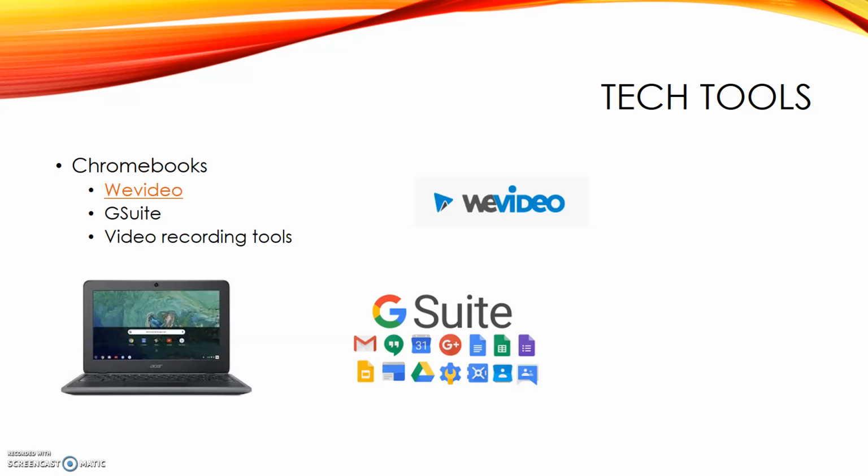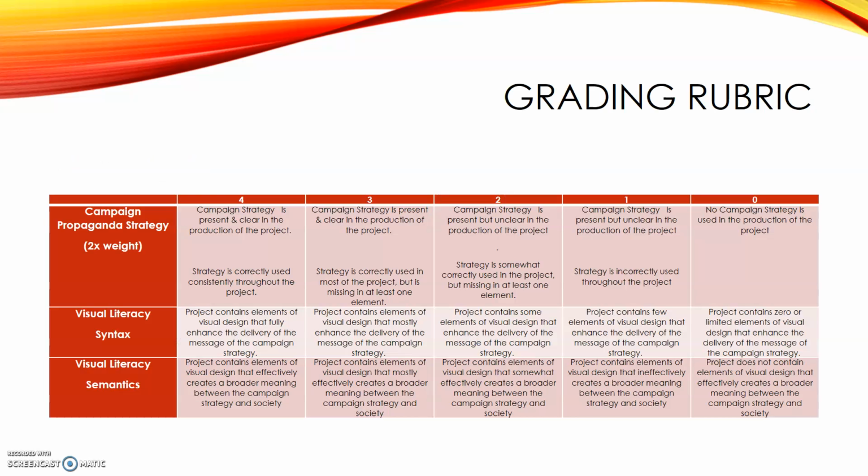Okay, so the last thing I need to talk about here is what exactly we are grading them on. How is this assessed? How is this actually moving us forward? Obviously, we're going to use this rubric as a general guideline for the students. The rubric assesses how effective students are in applying campaign propaganda strategies of their choosing, as well as their ability to effectively implement elements of visual literacy, specifically syntax and semantics, into their projects. So again, we are still focusing on that.